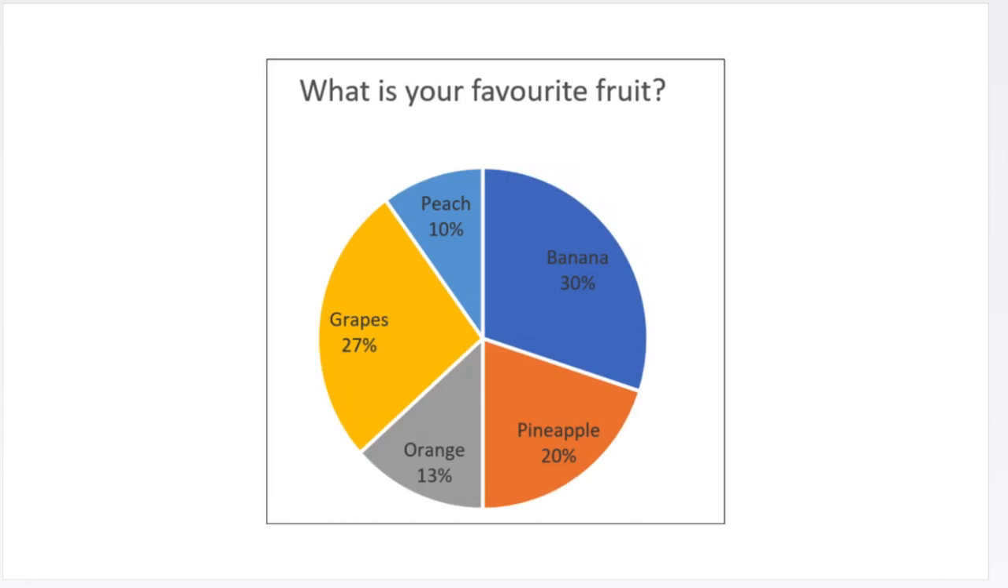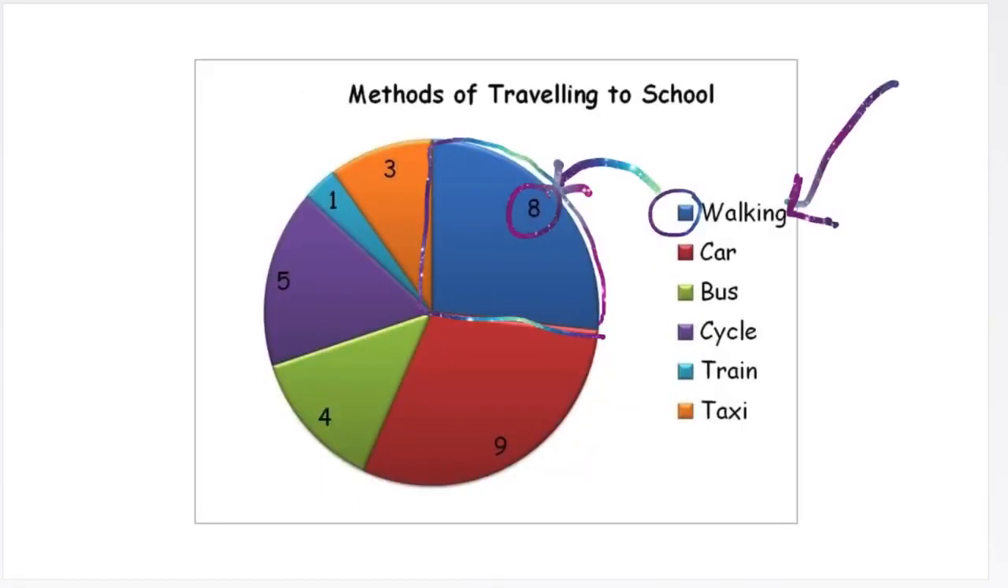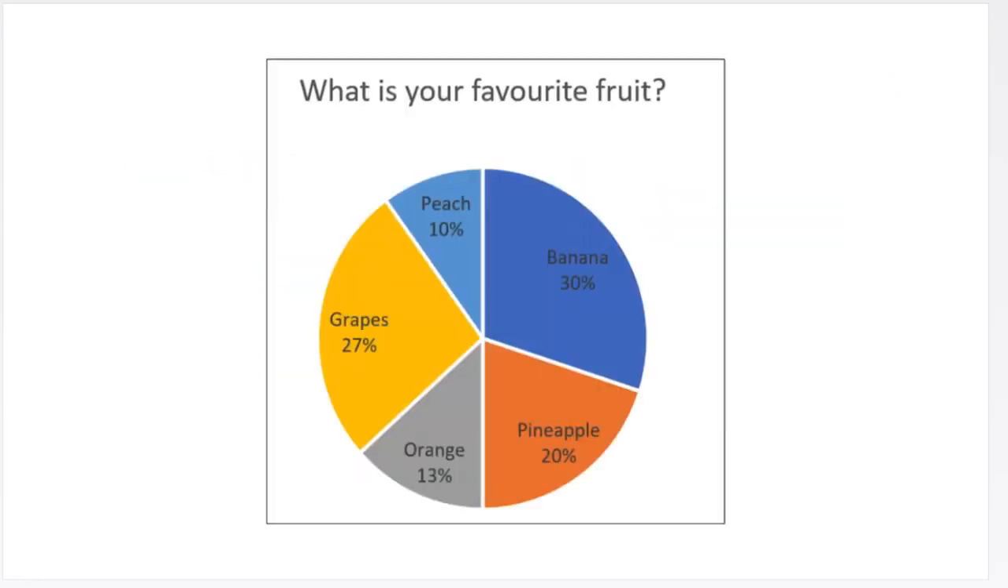The key becomes useful, let me flip back, when we have small sections like this, where we actually couldn't write a word on there very clearly. So the key is for clarity when we have those smaller sections.